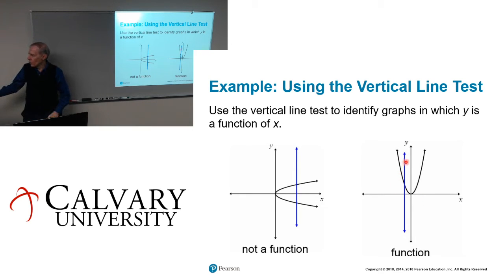Now notice, if you could imagine this blue vertical line, if you moved it from left to right, everywhere on that function, then you would intersect the graph at only one point. So this is the graph of a function. So just remember the vertical line test, and you can easily determine whether it is or is not a function.